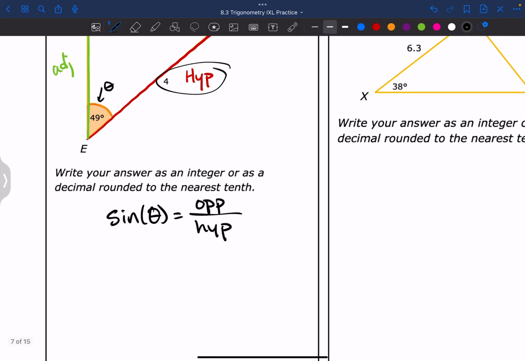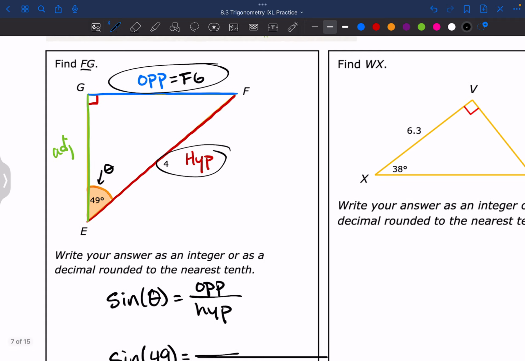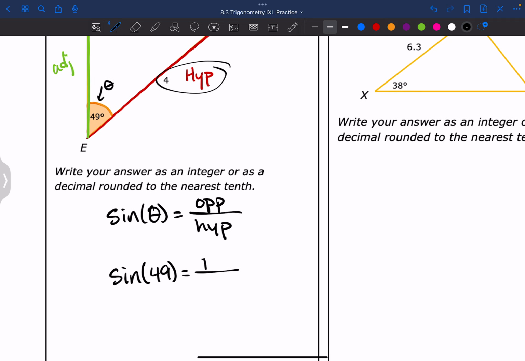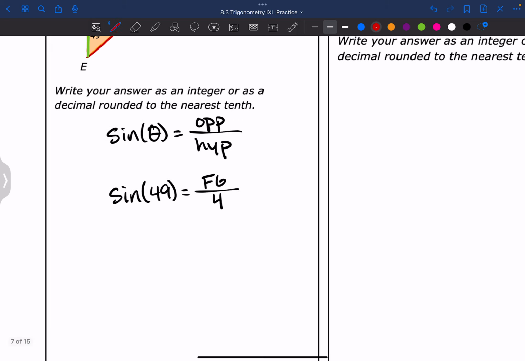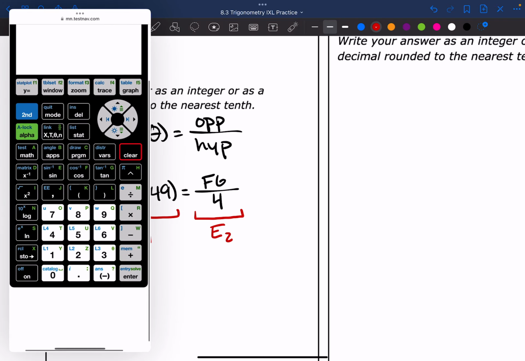Boom. What is my angle? Well, my angle is 49. Perfect. And what is my opposite side? Well, that's what I'm looking for, so that's FG. And then my hypotenuse is 4. Perfect. Now that I've constructed my trig ratio, I can utilize numeric solver to help us solve for this missing value FG. So the sine of 49 is going to be my E1, and the fraction FG over 4 is going to be my E2. But I do need to make sure one thing, that my calculator is in the right mode.